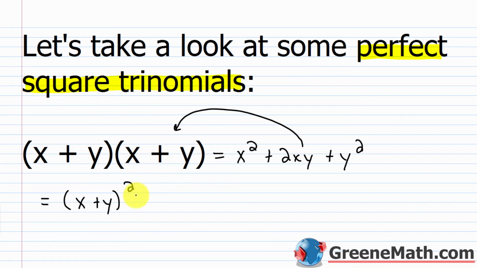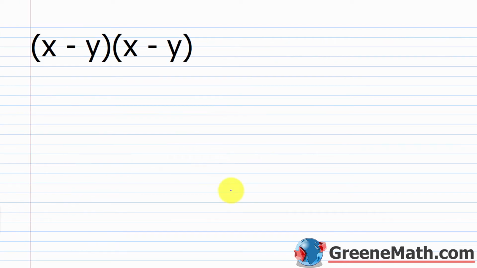These two would be the same. So if we see something like this in this format, and we notice that we have the first guy squared and the last guy squared, and then the middle is 2 times both of the terms in the squared binomial, so 2 times x times y, well, we have a perfect square trinomial, and we can factor it using this formula. So another occurrence of this, we have x minus y times x minus y.